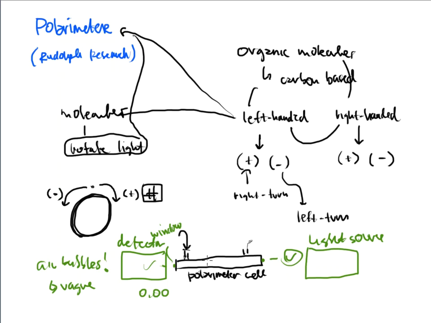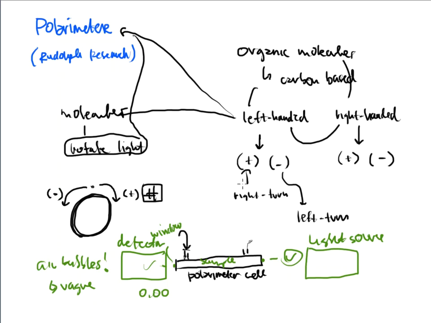So then my sample would go in. And let's say that the sample does not rotate light. Well, the light source would come on, the light source would go through the sample, it would go out the other end, and the detector would see it. And it says, hey, I did not have to turn. And because of that, the reading is 0.00. This sample does not have a rotation. Some of them don't. Some of them do not rotate light. That's okay. Not everything has to.